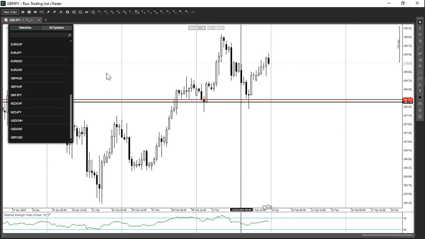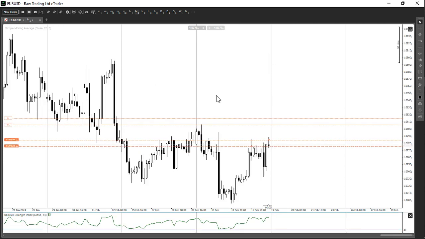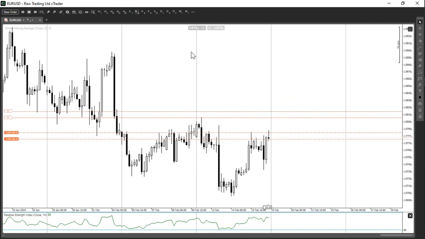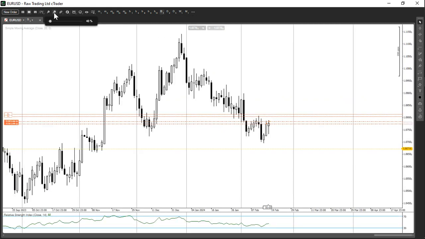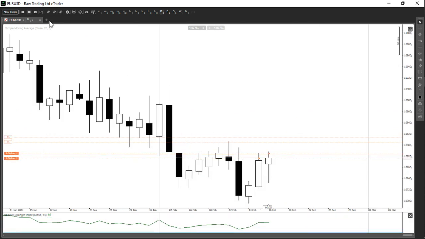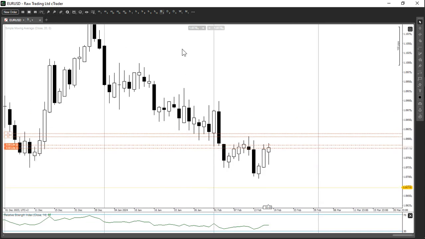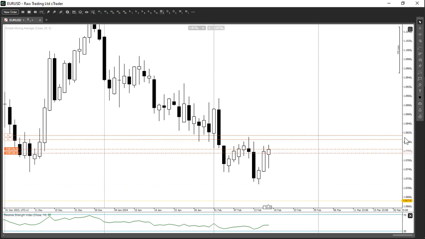And then I also had Euro USD. Where's Euro USD? So I also have Euro USD here, which is currently in drawdown. Let's go to the daily time frame, and then let us explain everything here. Oh, and another trade that I missed is silver.